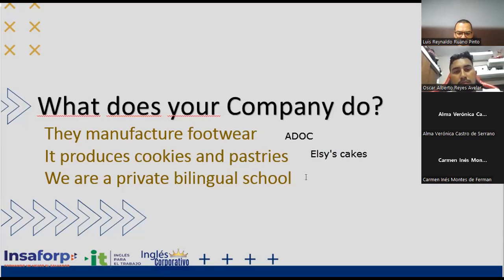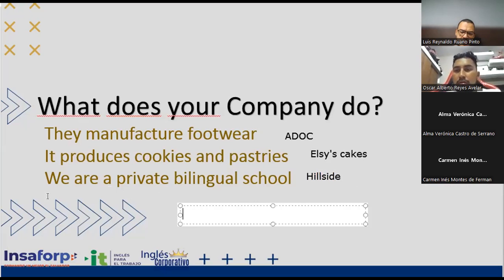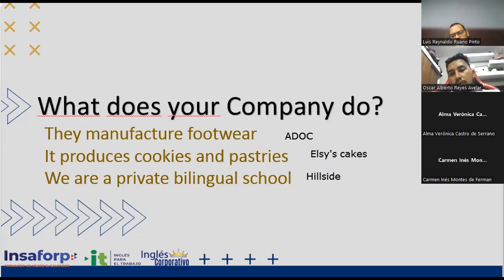We are a private bilingual school. Inglés corporativo. Okay. We are a languages school, right? A language school. That's different, right? But let's say we are a private bilingual school. Can you say a name of a school in El Salvador that is bilingual and private? Hillside. There you go. Good. I was going to say New Life Christian School, for example, right?